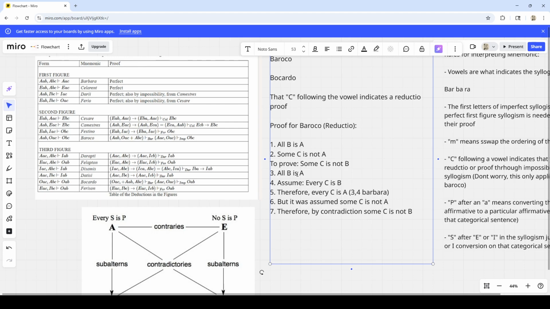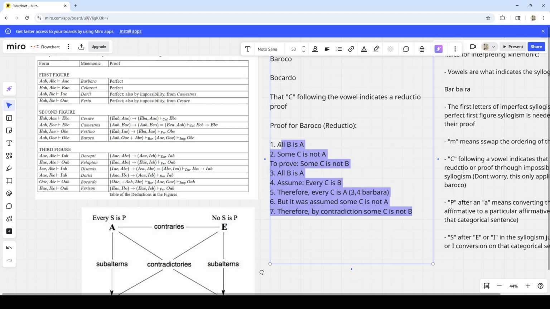We really just restated premise 1. We assume that every C is B, which is the negation of the conclusion that we're trying to prove for Baroco. And then we reason that every C is A. But it was assumed that some C is not A via the earlier premise. So we showed that there's a contradiction. And then we can indirectly conclude that some C is not B.